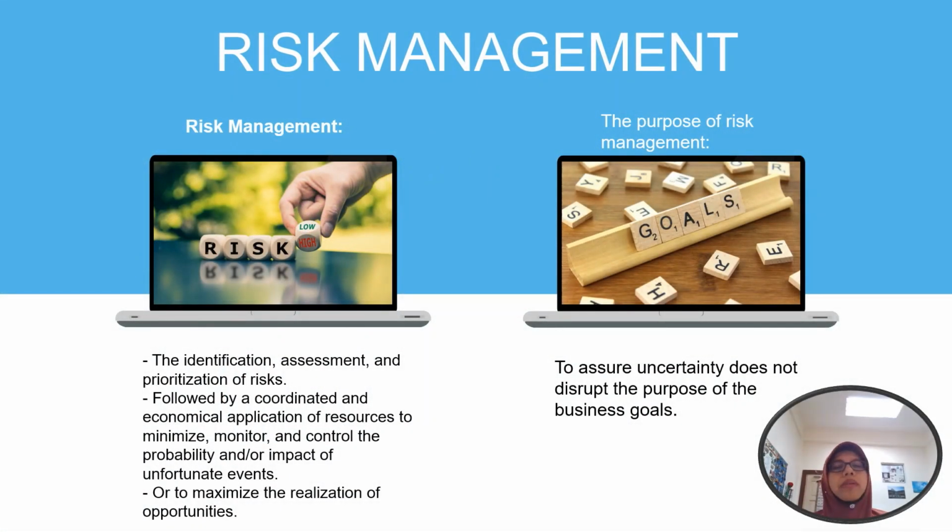So risk management. What is risk management? Risk management is all about the identification, assessment and prioritization of risk. Meaning that you need to identify the risk, and once you identify the risk, you need to assess which one is the most risky to you, and then you need to prioritize based on the levels, based on the hierarchy. Okay, the most risky and the less risky, so you need to prioritize. Which one do you need to overcome first.